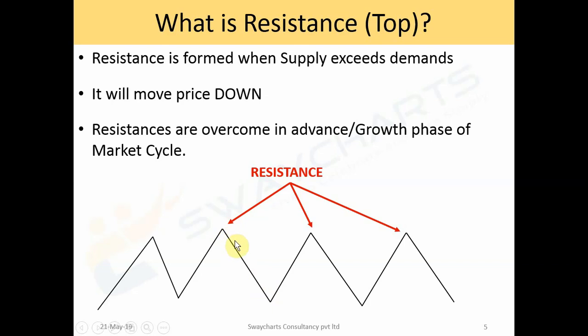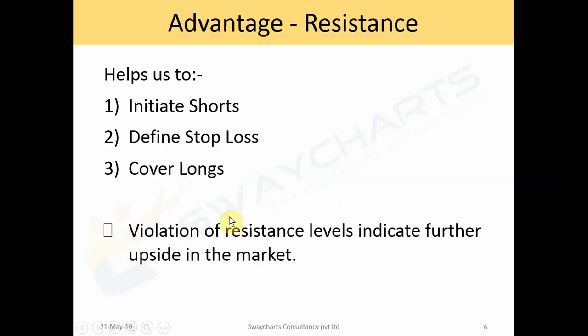And lastly, for this particular short trade, I also need to know what my stop loss would be. My reason to take the trade is that the resistance is doing its job, so if it fails, just a little higher than my resistance, I would be able to define my stop loss, right? So that is the three things this resistance can help us do. It can initiate a short trade, it helps us define the stop loss, and lastly it helps us cover the long position that we would have taken at the support, right?